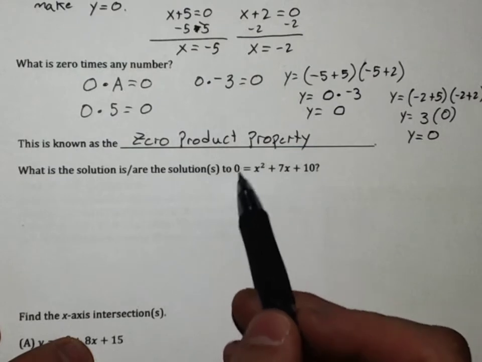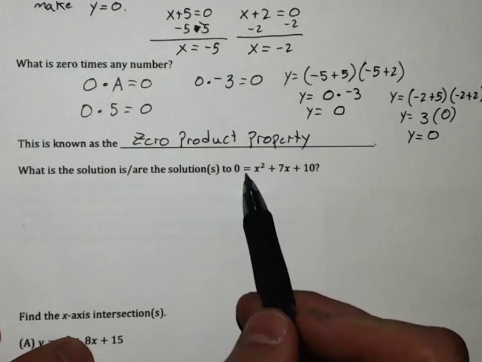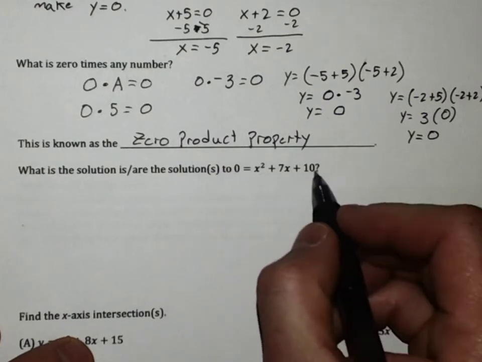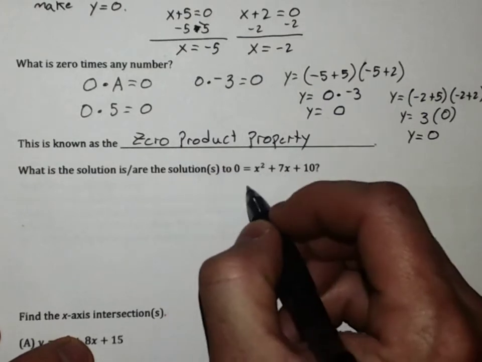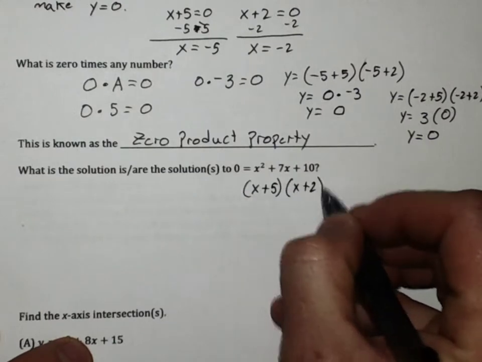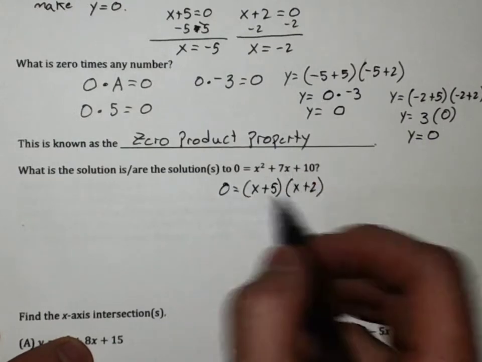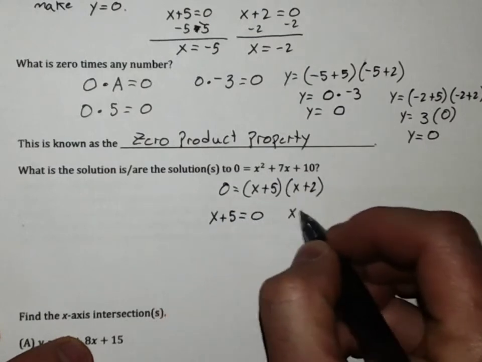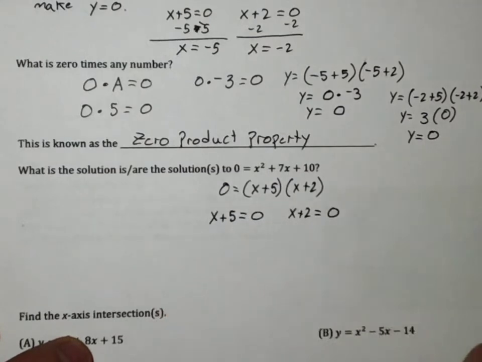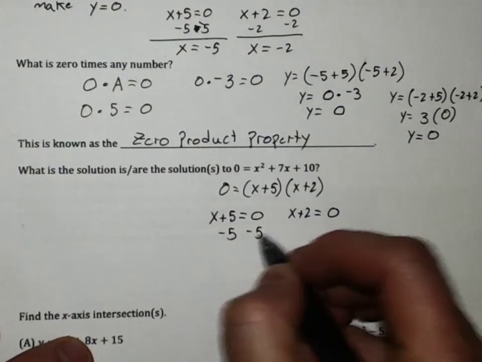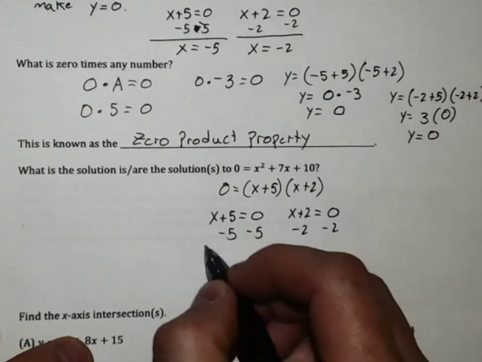We've replaced y with 0. 0 equals x squared plus 7x plus 10. We factor it. What multiplies to 10 but adds to 7? Positive 5 and positive 2. I then set both of these factors equal to 0 separately. Then I solve both of these separately.